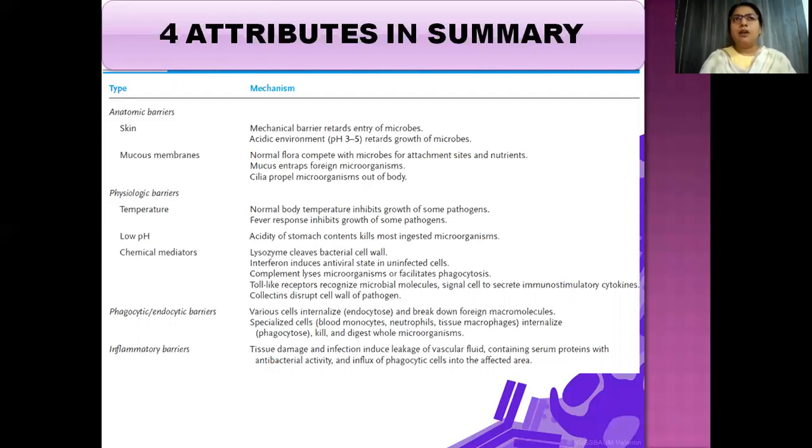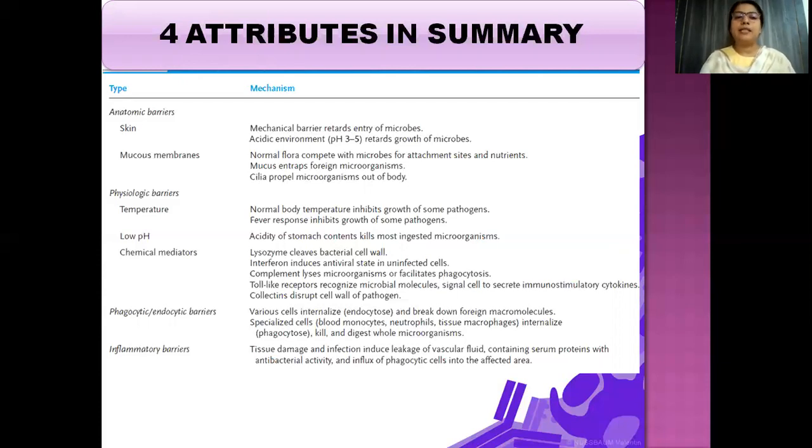Inflammatory barrier. We have generally heard the term inflammation. We always say we have swelling and it is inflamed. The area which is swollen is called inflamed. When we have any kind of injury or infection, the immune system works and produces inflammation. In that condition, there is redness, swelling, pain, and heat in that area. This collaborative function of the immune system is known as inflammation, and we study it under the inflammatory barrier.